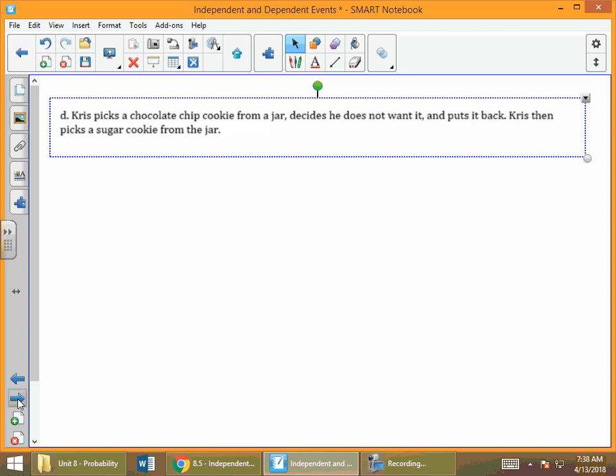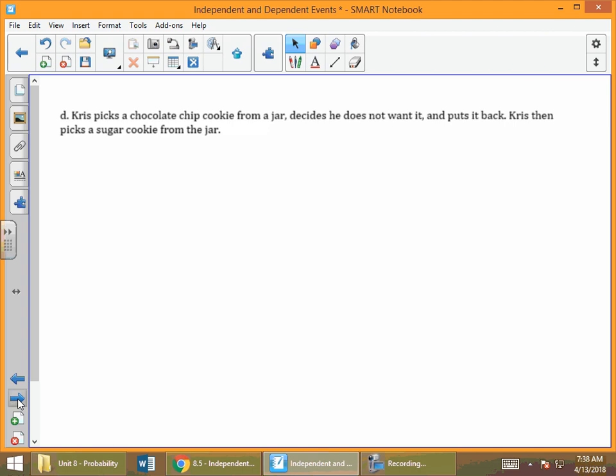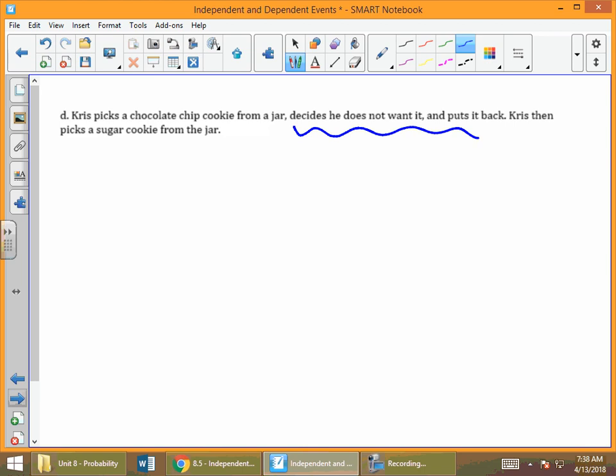In D, it says Chris picks a chocolate chip cookie from a jar, decides he does not want it, and puts it back. Then Chris picks a sugar cookie from the jar. Okay? Here we don't have to do any math in these scenarios. We can just read the scenarios and decide whether or not they're independent or dependent. And the big thing here is he didn't want the cookie and he put it back. So by putting that first cookie back, that kept everything the same. Didn't change anything. Had no effect on picking that sugar cookie. So because there was no effect, because he replaced the first cookie, these are independent events.